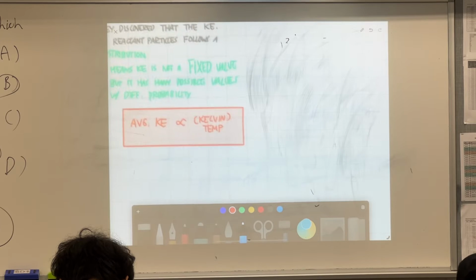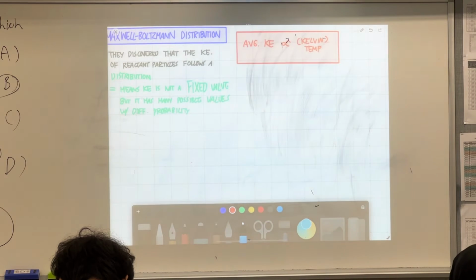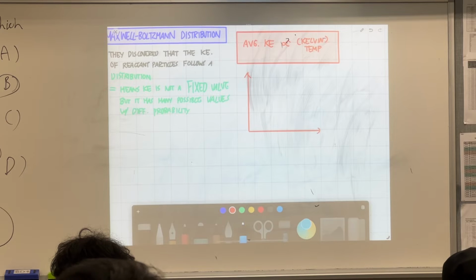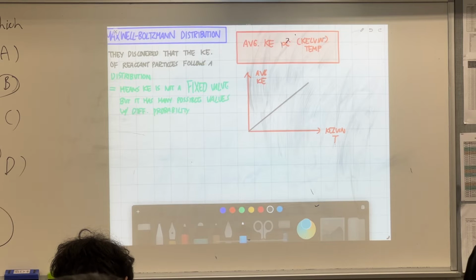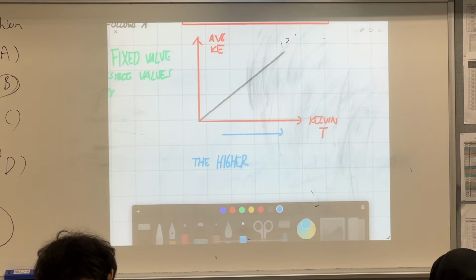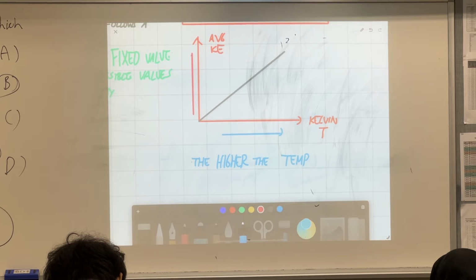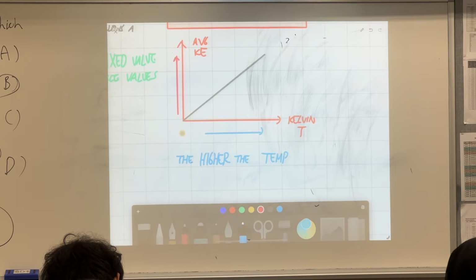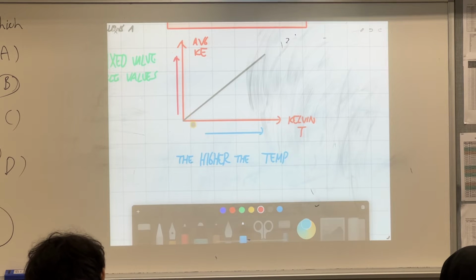So can you draw this relationship on the side? We have Kelvin temperature, and this is average KE. This proportional relationship means that you will have a straight line passing through the origin. So the higher the temperature, the higher the average kinetic energy. This linear straight line tells you that when you increase the temperature from left to right, the KE will increase from low to high.